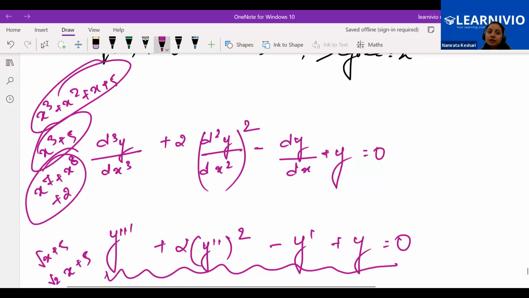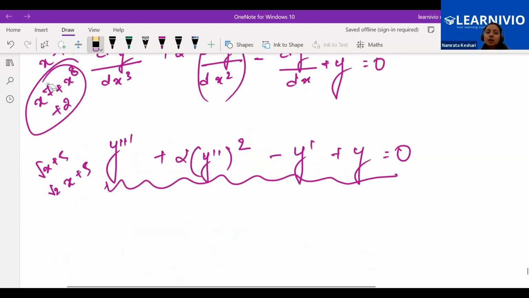Now here the definition clearly says that if we can write the differential equation in the form of a polynomial, y triple dash plus y double dash square minus y dash plus y, yes, we can, ma'am. If we write it in this form, we are able to represent it in the form of a polynomial, and hence we will be able to say what the degree is. Now another example, let me give you.